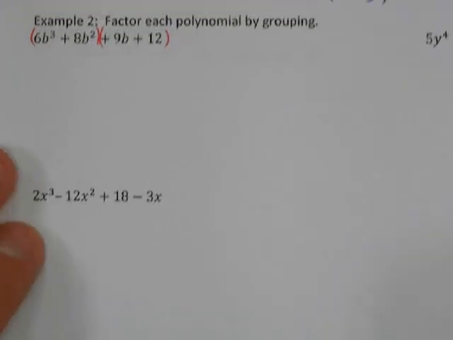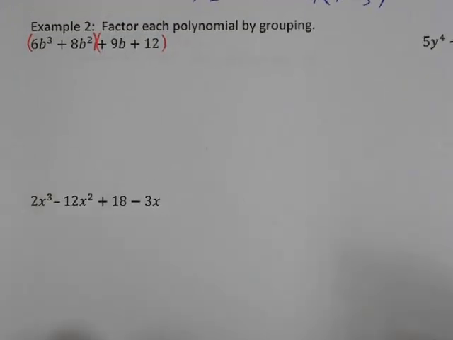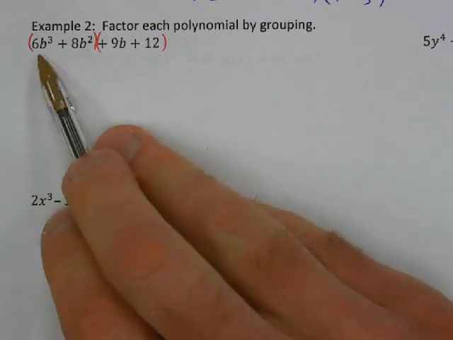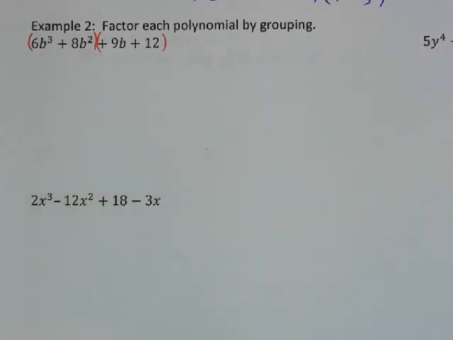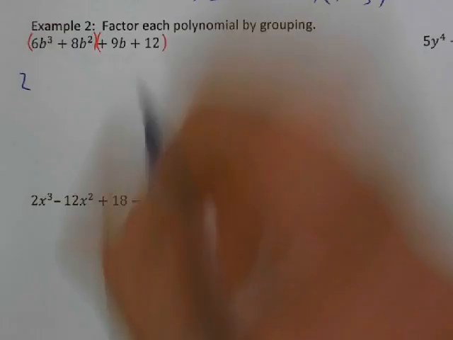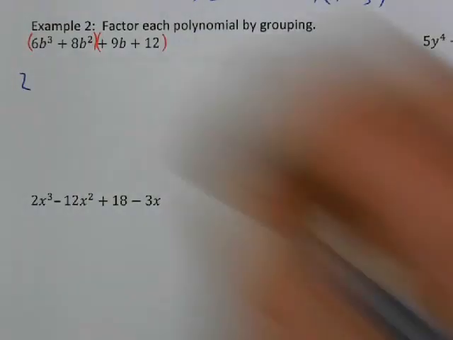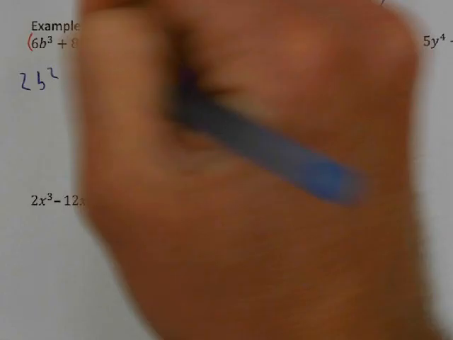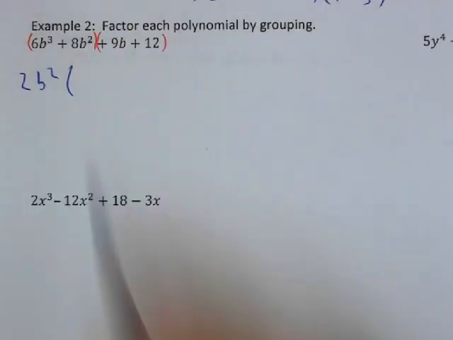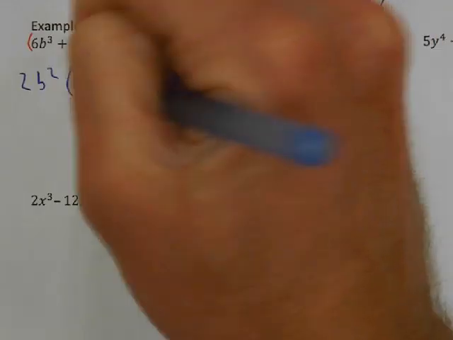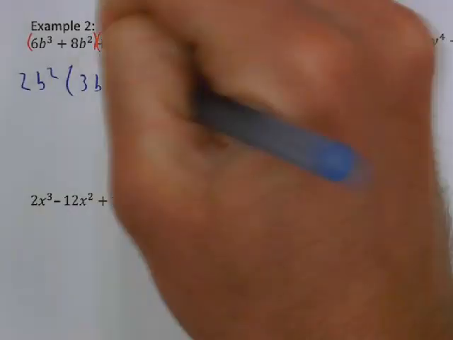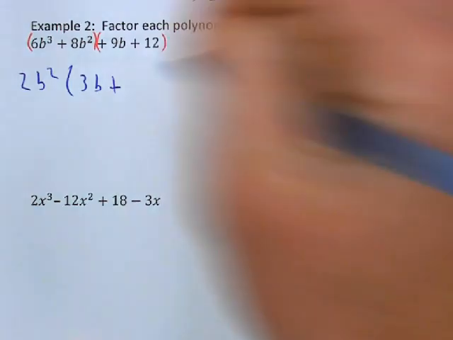All right, so first of all, what do my first 2 terms have in common? So 6b to the third plus 8b to the second. Okay, well 6 and 8 both have a factor of 2, so I can take out a 2. And then they each have at least 2 b's, so I can take out b squared. So I can take out 2b squared, and if I take out 2b squared from these first 2 terms, what am I left with? Well, 3b plus 4.